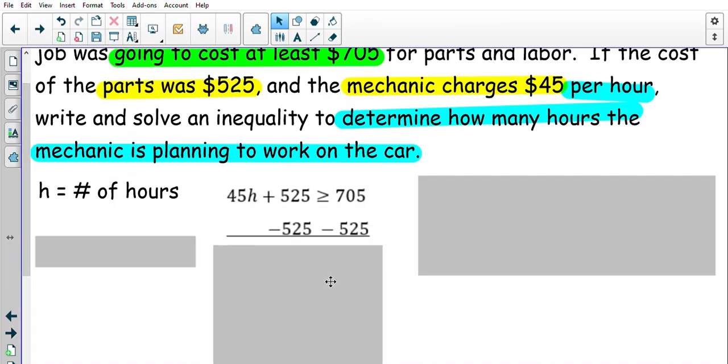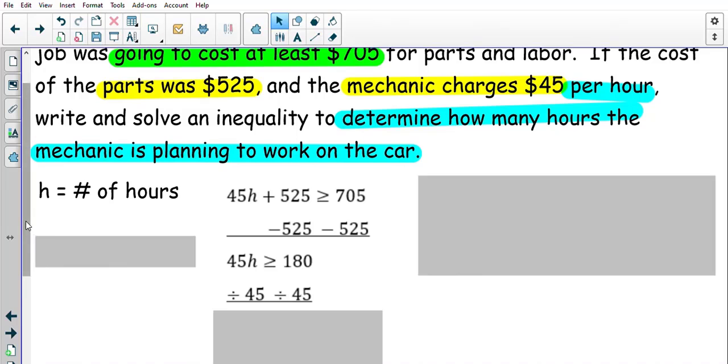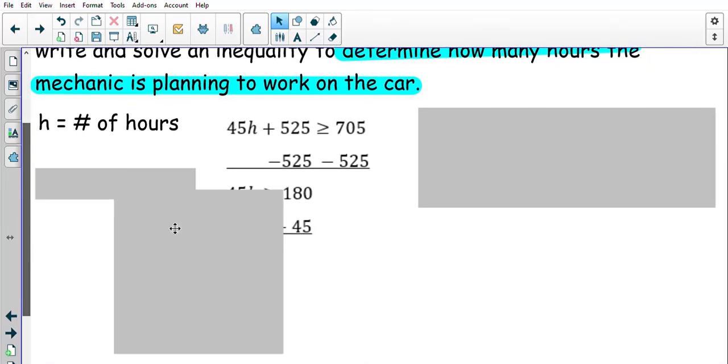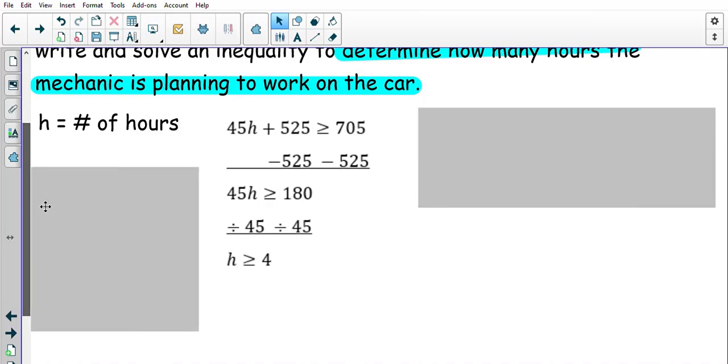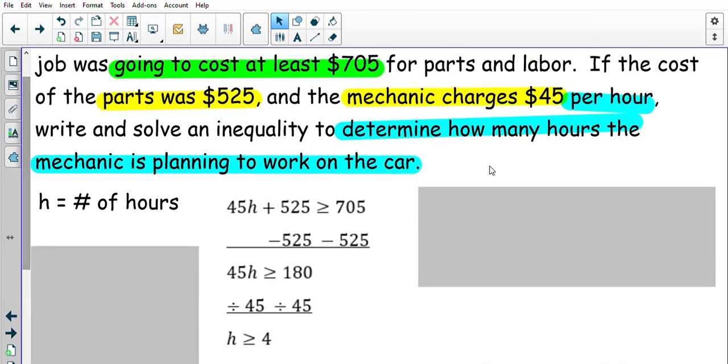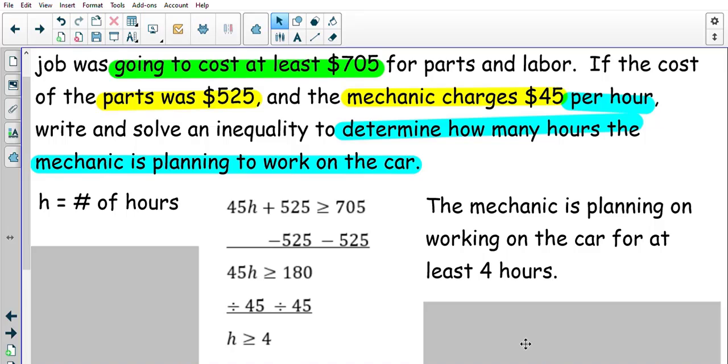Let's go ahead and subtract 525 from both sides to get 45h is greater than or equal to 180. Divide both sides by 45, and that's going to get us h is greater than or equal to 4. So we can expect the mechanic to be working on the car for at least 4 hours, since the number of hours is greater than or equal to 4. All right, keep in mind we'll probably see some more practice on this prior to taking our unit test, but it's good to at least see these pretty standard two-step inequality questions.